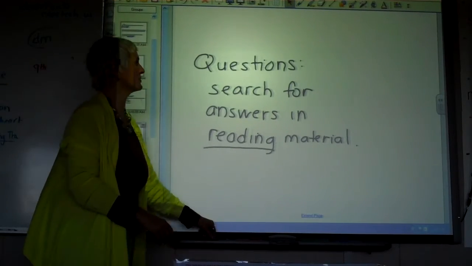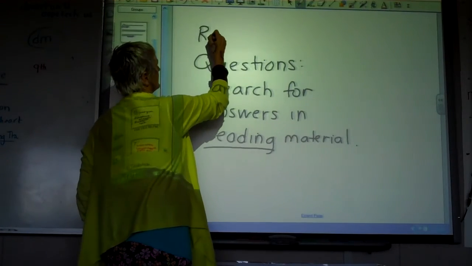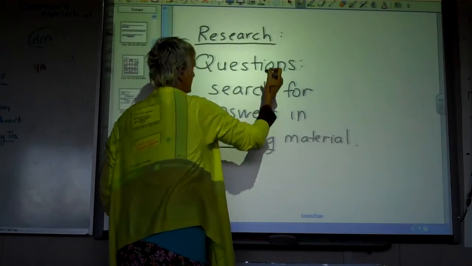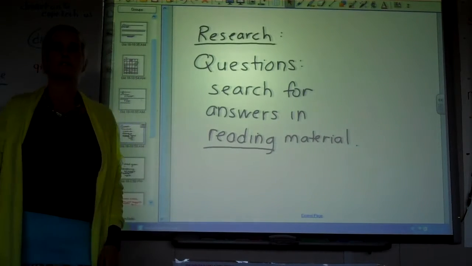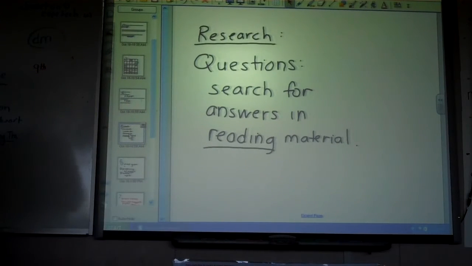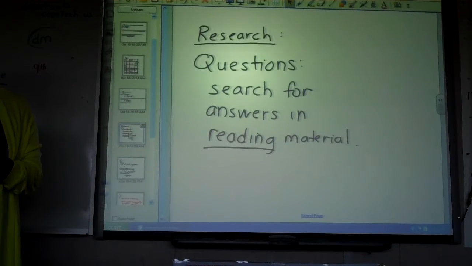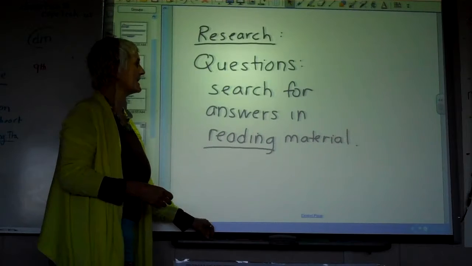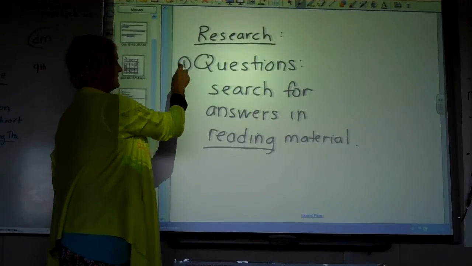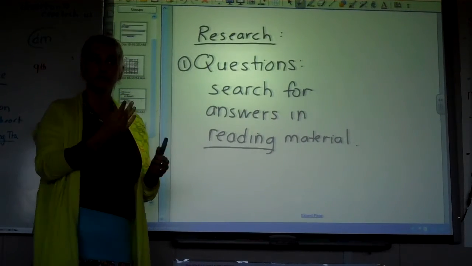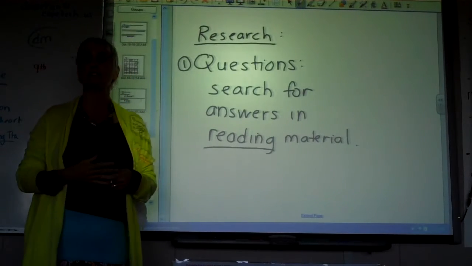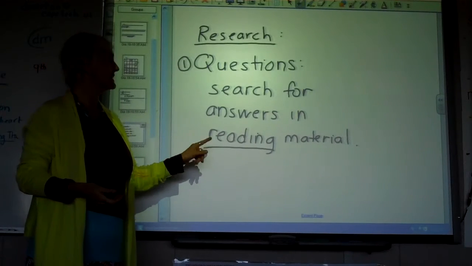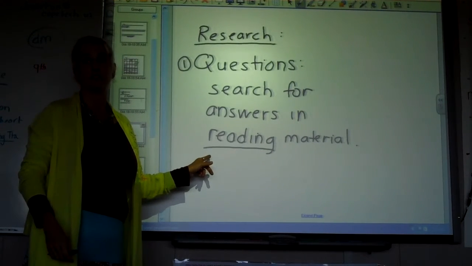The research portion. Everyone filled out a junior proposal packet where you wrote about what you were going to research. This is what we're writing about here. The first thing you need to do is come up with some questions that you would like to ask. So you're writing the questions, and then you're going to look for the answers, and that's what you're going to write about. So you're searching for the answers in reading material.